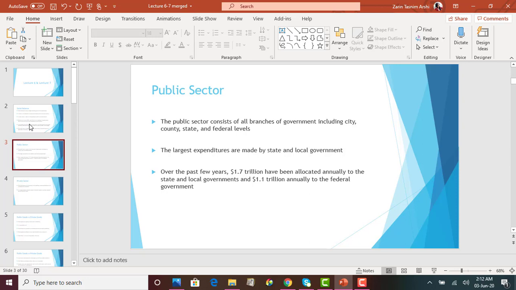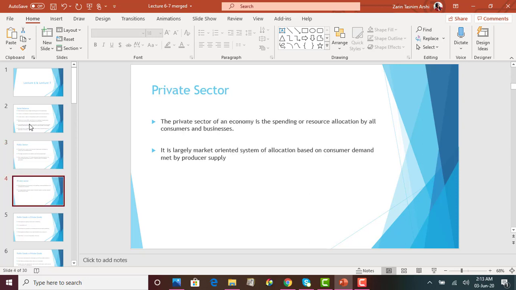Now if I ask you which level of government has the highest level of expenditures, then probably we will say federal, but the reality is the largest expenditures are actually made by the state and local government. Yes, the federal government does make expenditures, but based on the numbers we have, the local and the state government has the largest expenditure portion in the public sector.